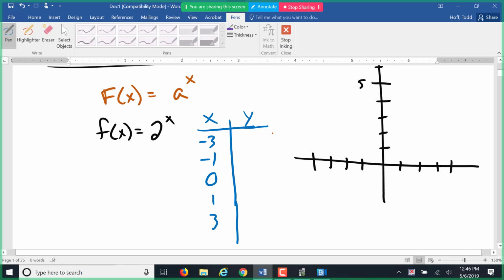If x is -3, y is 2 to the power of -3, which is 0.125 or 1/8. So that gives us the ordered pair -3, 1/8. That's going to be like right here. If x is -1, y is 2 to the power of -1, calculates to be 0.5 or 1/2. So negative 1, 1/2, that's right there.